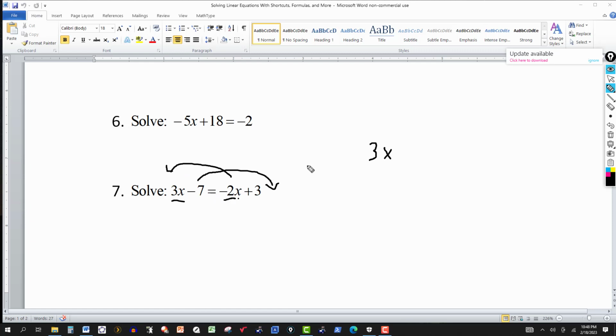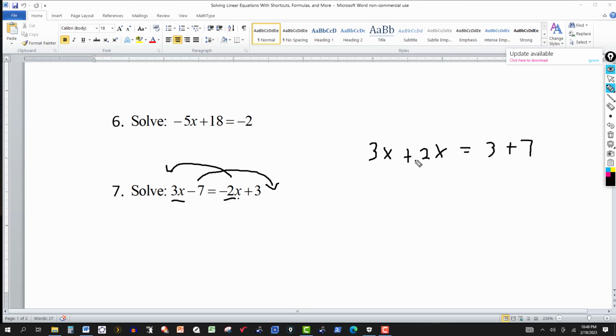Bring that over to this side. Just change the sign. Instead of a minus 2x, it becomes a plus. Okay, the 3 stays over here, and then we bring over the minus 7. So change the sign. Plus 7. And then you just combine.